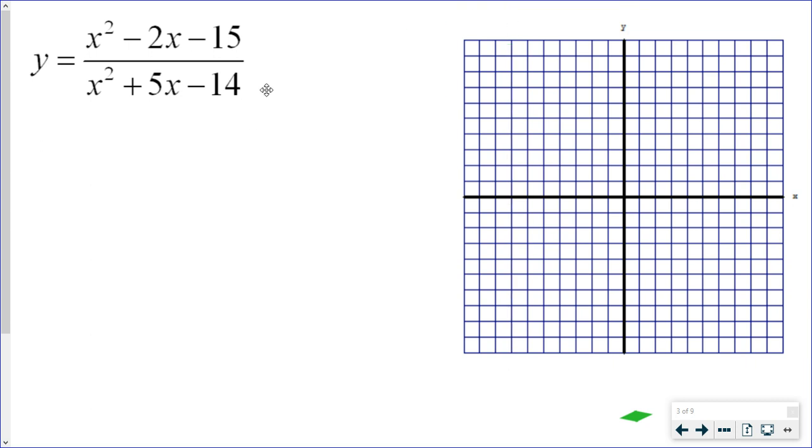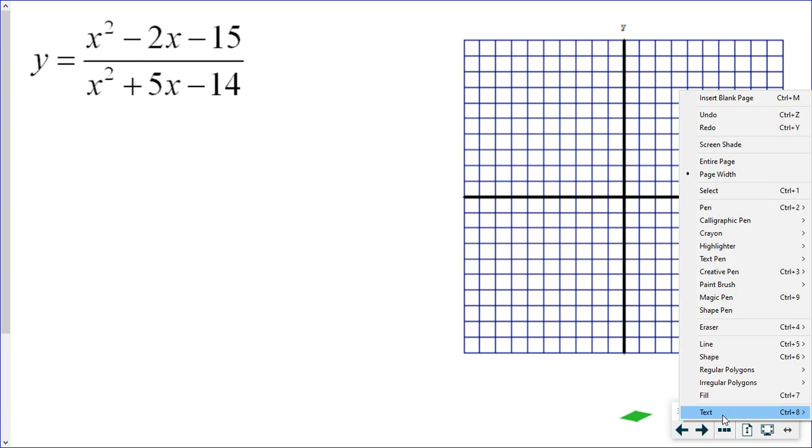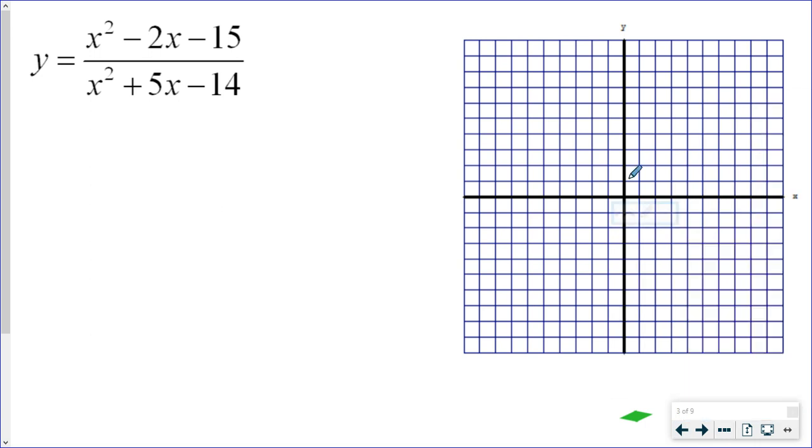Okay, so what do we do first when we see a rational function that looks like this one? Factor, absolutely, right. We want to factor, so we go ahead. What does the first one factor to? (x + 3)(x - 5), I like it. And what does the denominator factor to? Very good. (x + 7)(x - 2).